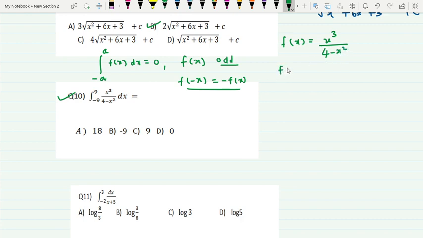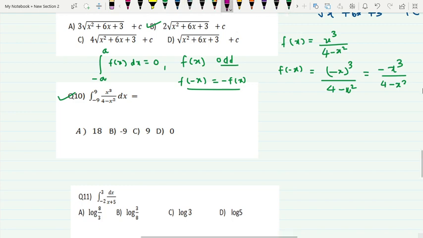Then what is our f of minus x? It is minus x cube upon 4 minus of x square, and x square itself stays the same, but the x cube is negative, so it is minus x cube upon 4 minus x square. Taking out this minus sign, it is equal to f of x. So you are getting f of minus x is equal to minus f of x.